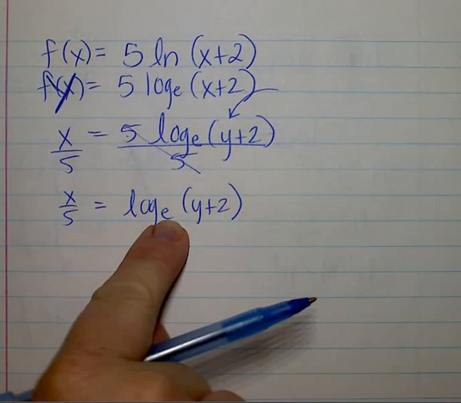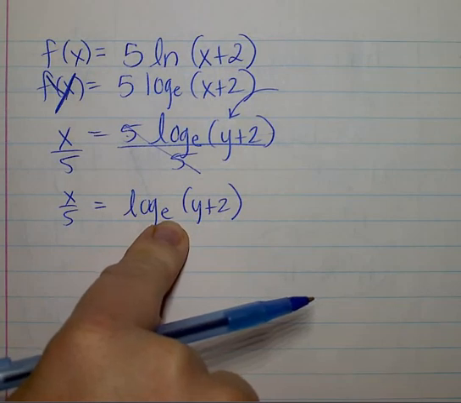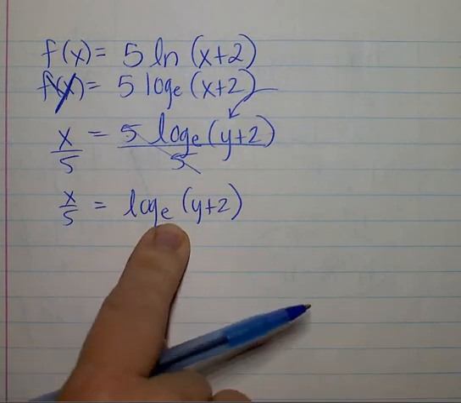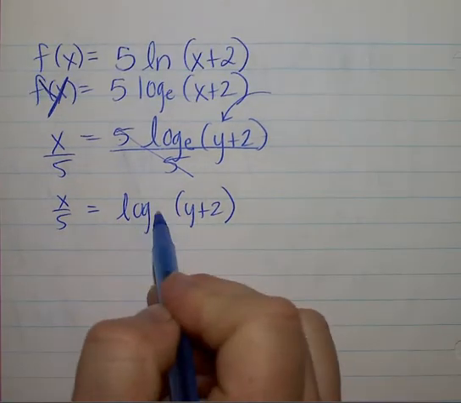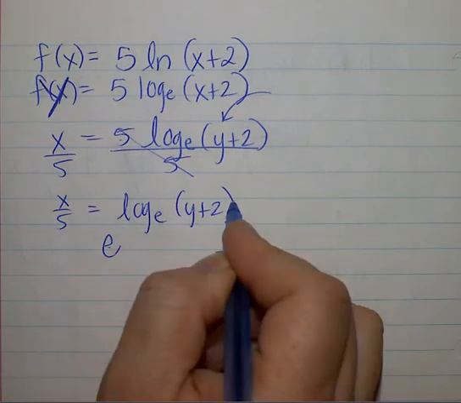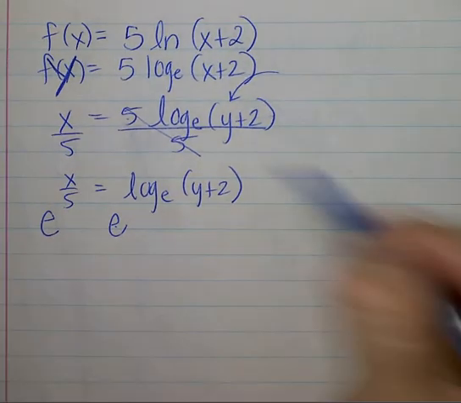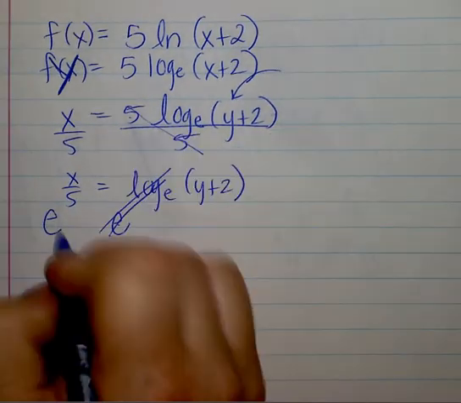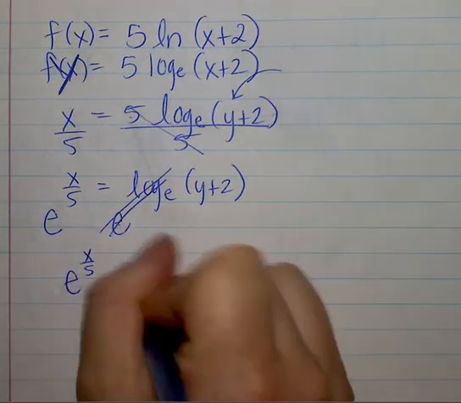Now don't be scared off by this letter e, because remember, e is really a number. It's approximately 2.718. So how do I get rid of the log base e? I take this number e and I put it down below. This is the base, this is the exponent. By doing so, it cancels, and I have e raised to the x over 5 equals y plus 2.